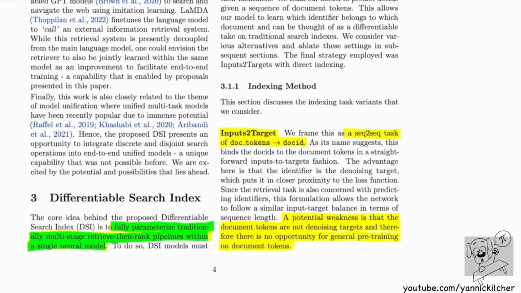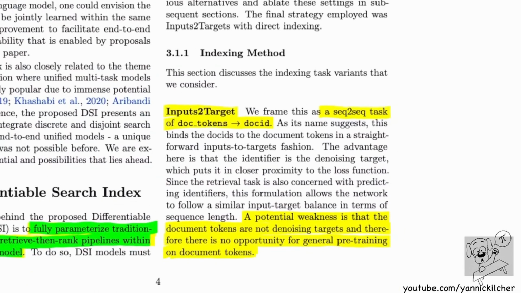Let's look a little bit into the engineering choices they consider. First, the indexing method. The first indexing method is what they call inputs to target, and that is probably what I've described so far, which is the sequence-to-sequence task of document tokens mapping to document ID. So they input the tokens of the document and they output the document ID. That is the simplest, most straightforward method from what we've heard so far. And as far as I've read in the paper, this is also what works the best.